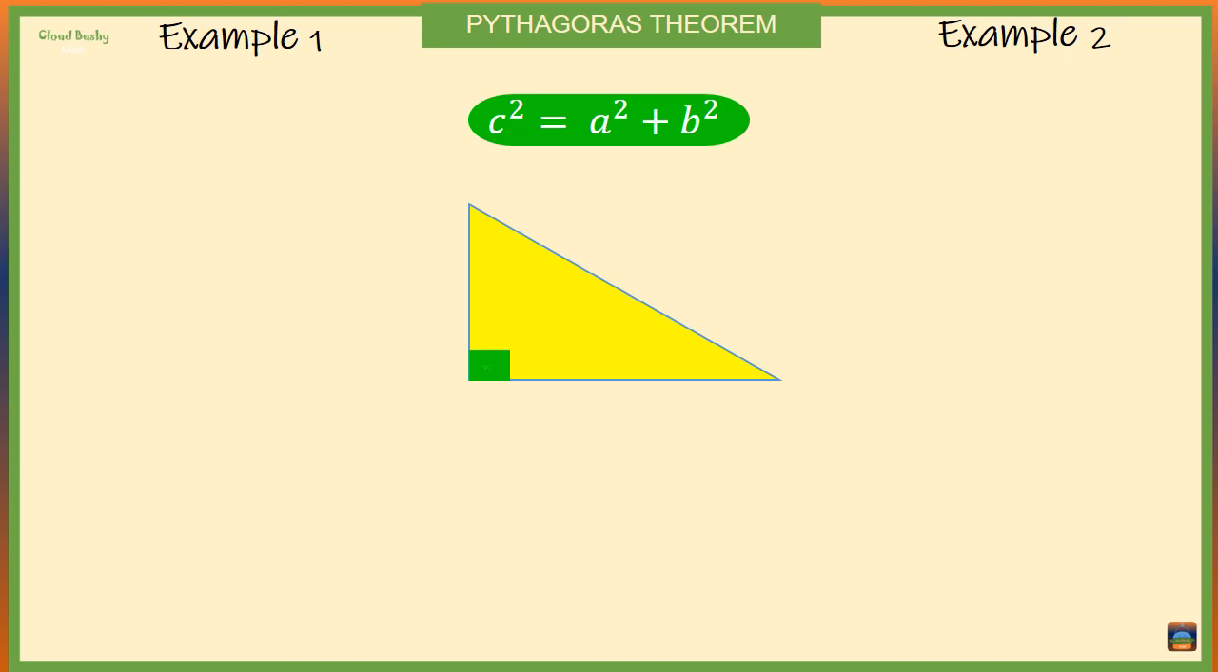Now, if we have a right-angled triangle with sides labeled A, B, and C, the Pythagoras theorem states that the hypotenuse, or the longest side, which is in our case C, squared, should be equal to side A squared plus side B squared.